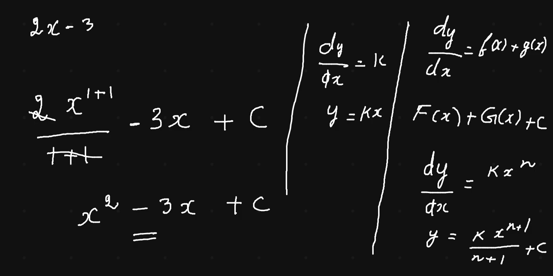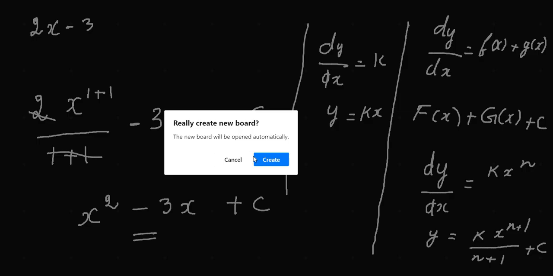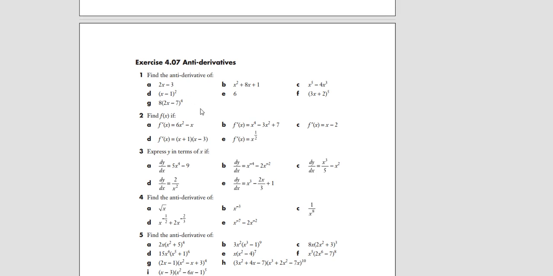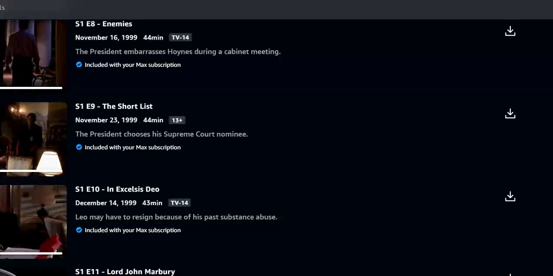Okay. Now let's look at one more problem. I'm going to clear the board and go back to the book. I'm going to skip the next problem, x squared plus 8x plus 1, because now that you know how to do 2x minus 3, you can also do that one, is my assumption. What I'm going to do is take problem C, which is x to the power of 5 minus 4x cubed.